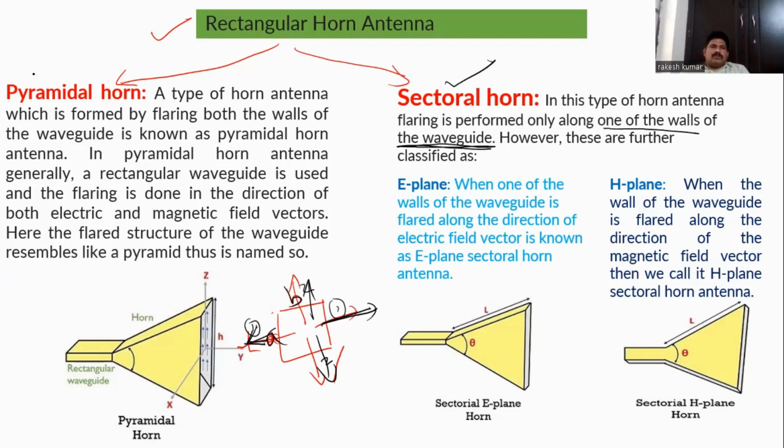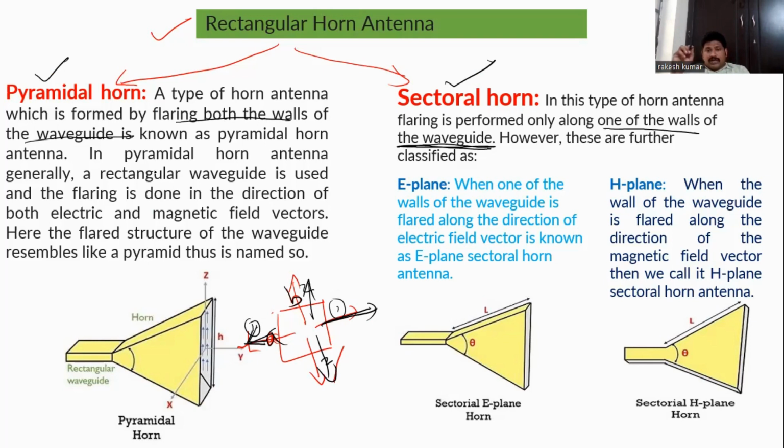And the other type is pyramidal. Pyramidal means if the flaring is done on both walls of the waveguide, then we call the rectangular horn antenna pyramidal. Is it clear? Okay, if the flaring is done only on one wall of the waveguide, then we call the rectangular horn antenna a sectorial horn antenna.